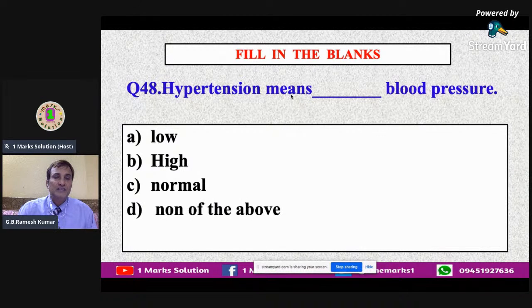The next is none of the above. So low, high, normal, and none of the above. The answer is high blood pressure, which is very dangerous.